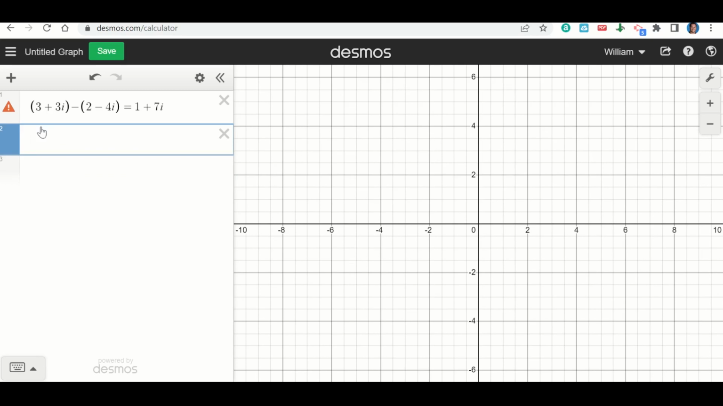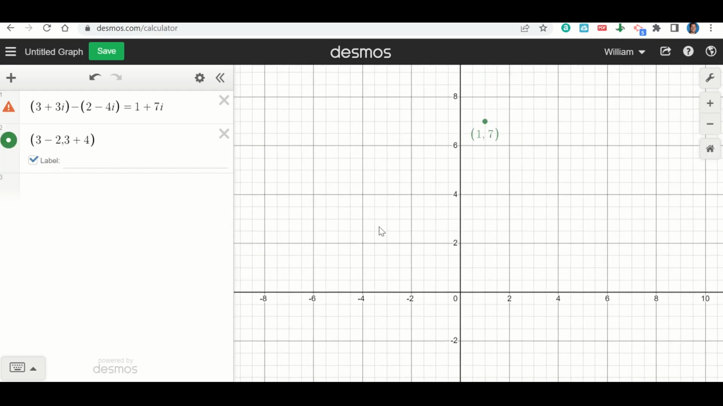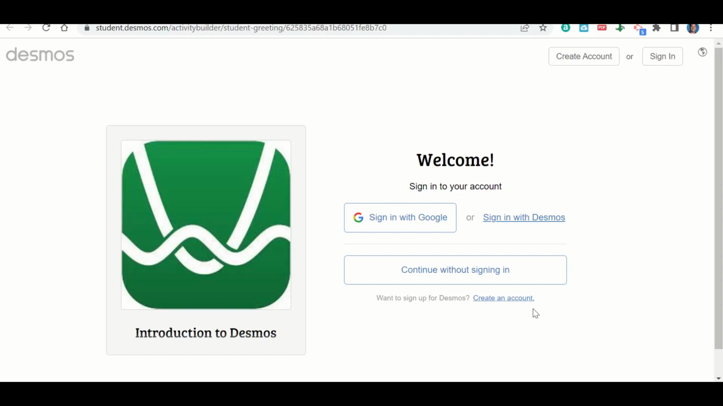And now we can check our work. So we're going to go ahead and create a coordinate. So this is 3 minus 2, comma. And then we have 3 minus negative 4, which is plus 4, which is up here. And we can see that it's at 1, 7, which is exactly the same thing we got here. So this is how you can use Desmos to check your work when adding or subtracting with complex numbers. Let's talk now about how to sign in to Desmos to complete your work.